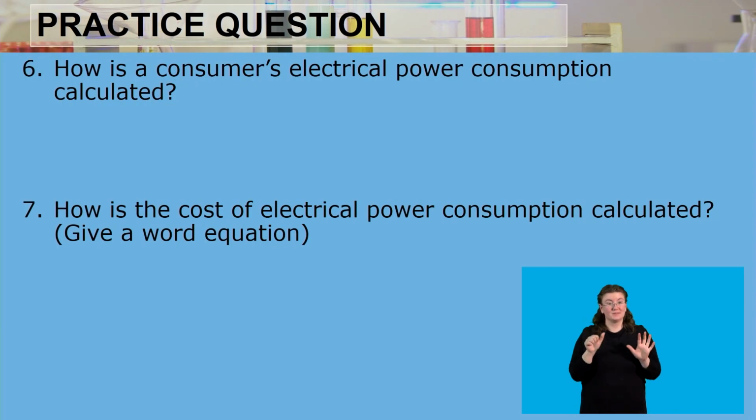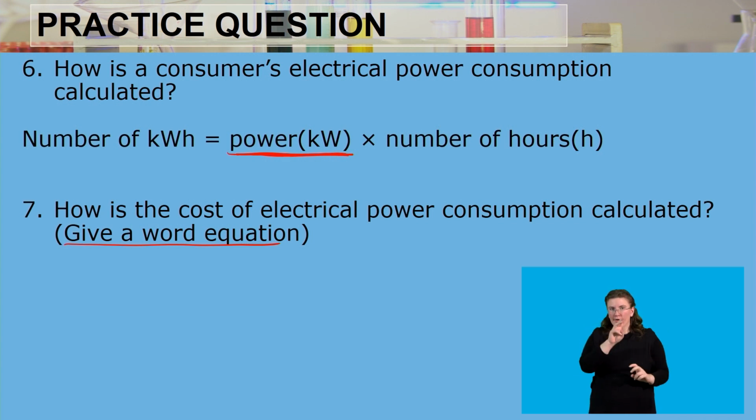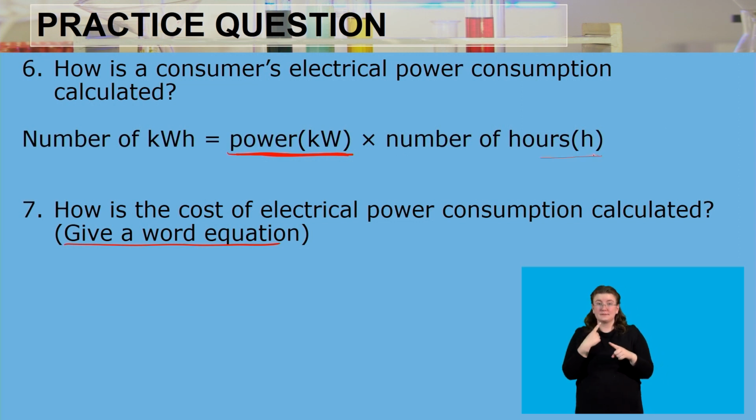Now question 6 says, how is a consumer's electrical power consumption calculated? And question 7 is asking, how is the cost of electrical power consumption calculated? And we need to give a word equation. The consumer's electrical power consumption is calculated by the power, which must always be converted to kilowatts. If you are given watts, you must always convert that power into kilowatts and then multiply by the number of hours in which that particular appliance was in use. So number of kilowatt hours is equal to the kilowatts multiplied by the number of hours in which the appliance was used.